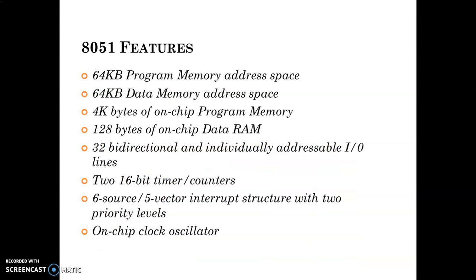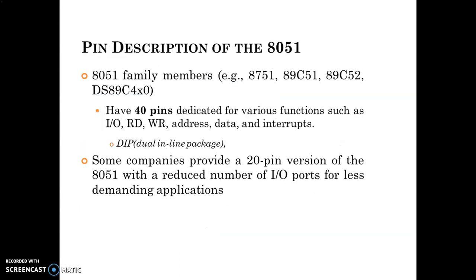8051 features: 64 kilobyte program memory address space, 64 kilobyte data memory address space, 4 kilobytes of on-chip program memory, 128 bytes of on-chip data random access memory, 32 bidirectional and individually addressable IO lines, two 16-bit timers or counters, 6 source or 5 vector interrupt structure with 2 priority levels, and an on-chip clock oscillator.